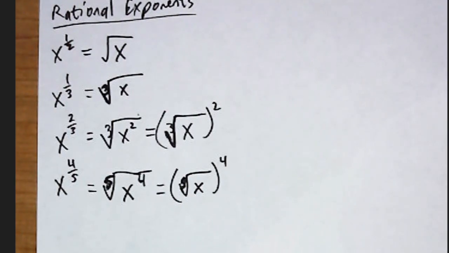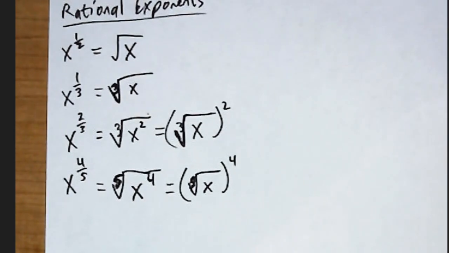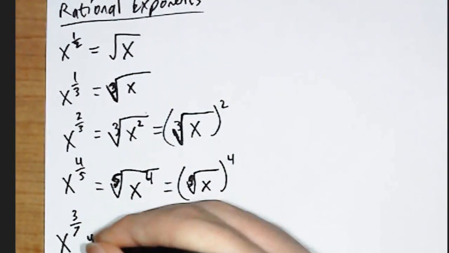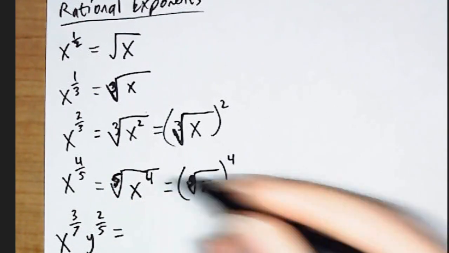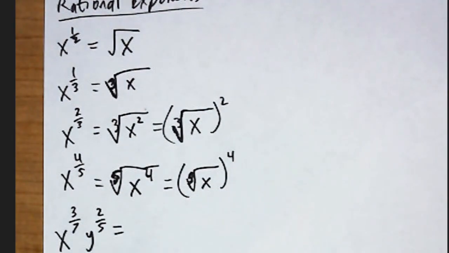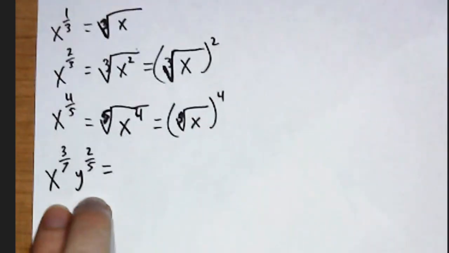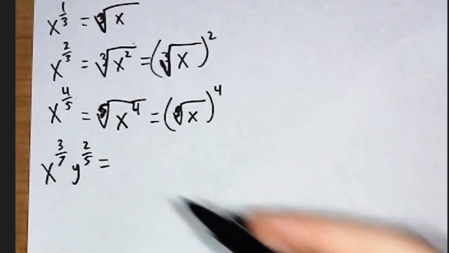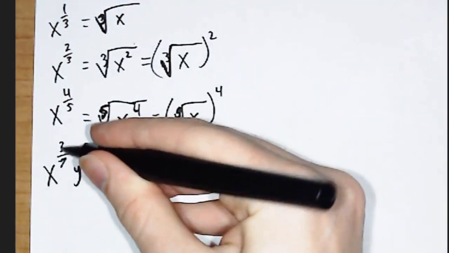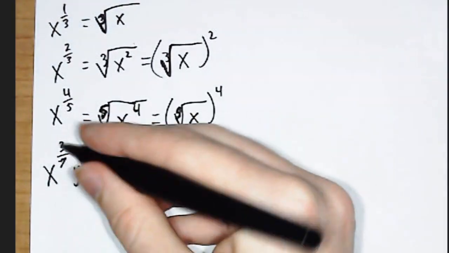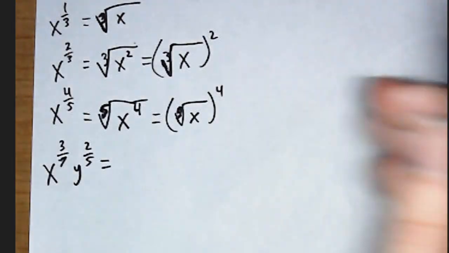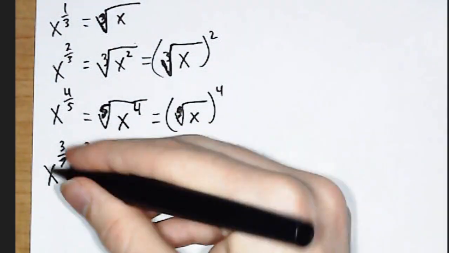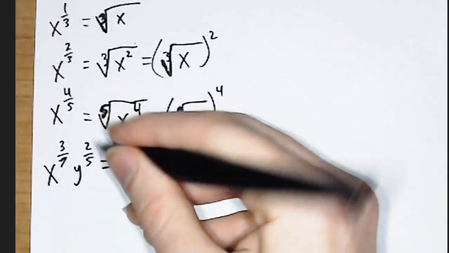Next, let's go to two variables. So we have x to the 3/7 times y to the 2/5. Now, when we have two rational exponents like this, we have to treat these as two separate radicals. So this first expression is x to the 3/7, and we're going to rewrite this one separately from the y to the 2/5. So we're going to rewrite x to the 3/7, and then we're going to rewrite y to the 2/5.